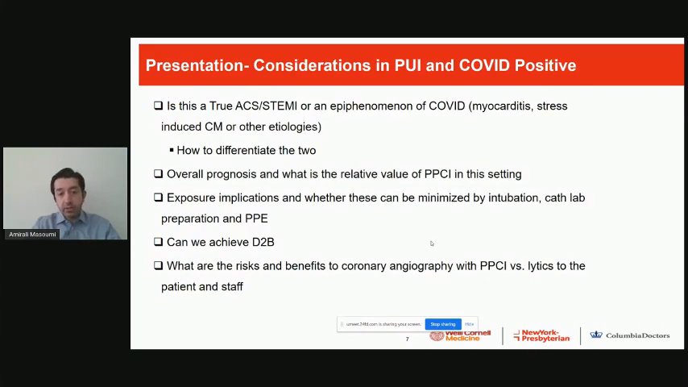Also, we knew these patients suffered from systemic illness, and therefore they develop myocarditis, myopericarditis, and stress-induced cardiomyopathies, which again could mimic ACS. And the other question and dilemma which still persists is what's the overall prognosis of these patients, irrespective of whether you treat them with PCI or not.